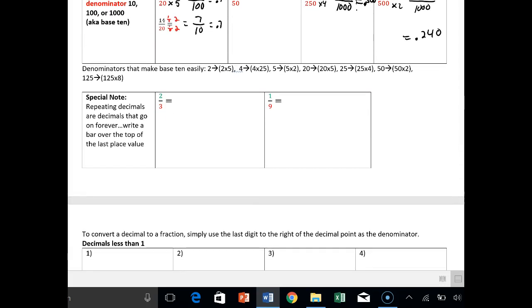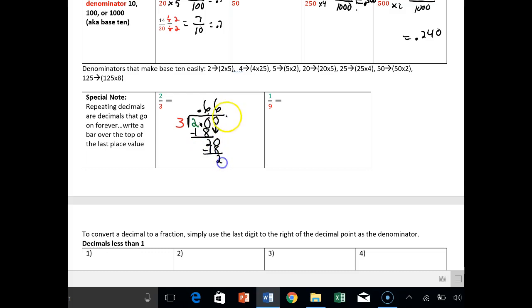Okay, special note. Repeating decimals are decimals that go on forever, and we write a bar over the top of the last place value to state that. So let's again try 2/3, and since I can't make that a base 10, 3 gets divided into 2, and I say decimal, decimal, 0. All right, 3 goes into 20 6 times, that's 18. I'm left with 2 left over, so I add another 0, bring it on down. 3 goes into 20, oh, look at that, 6 times, that's 18.